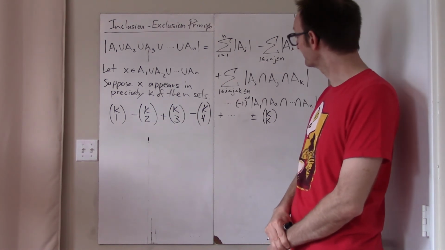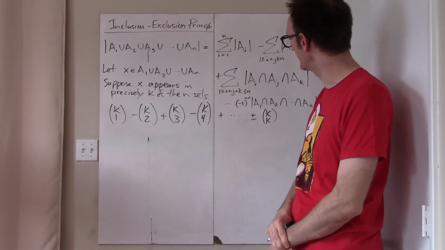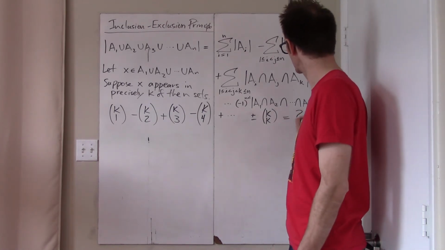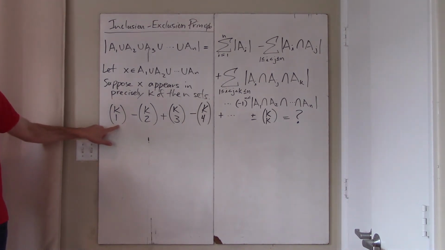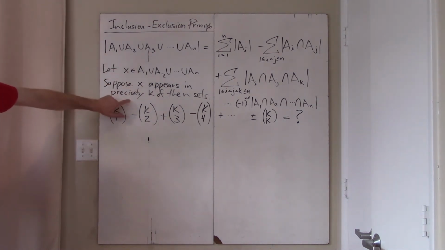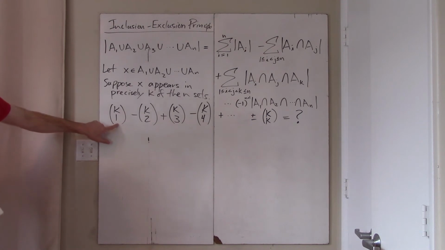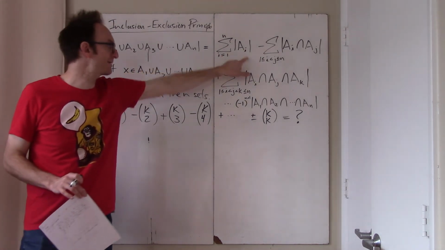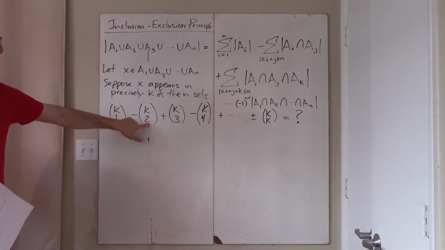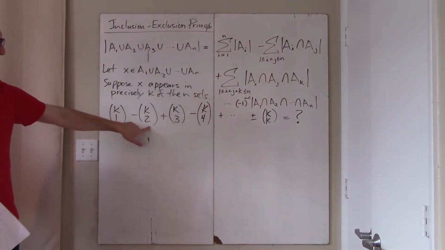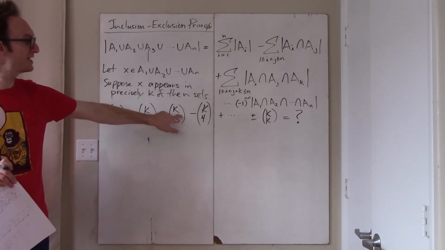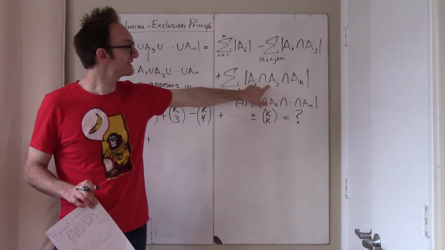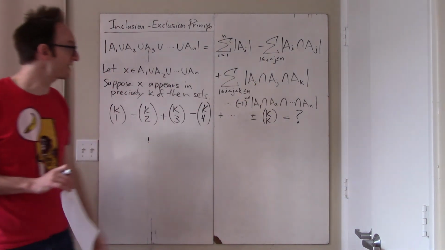Okay, well, what do we have here? So what sort of is this? Remember, we're counting x. There are k choose 1 ways, or just k times, that x gets counted. Then we subtract k choose 2 because there are k choose 2 pairs of sets that x appears in. We add k choose 3 because there are k choose 3 triples of sets that x appears in, et cetera.